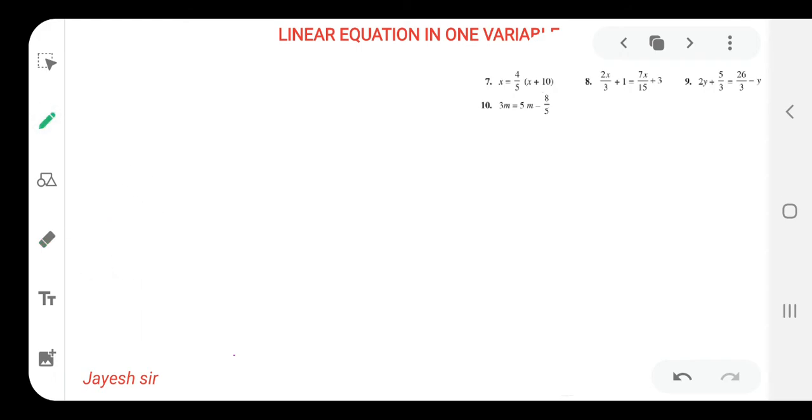So let's begin with the 9th sum, that is 2y plus 5 by 3 is equals to 26 by 3 minus y, friends. What we are supposed to do, terms having y should be onto the one side. Yes, terms having y should be onto the left hand side.